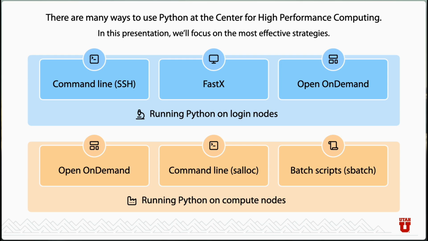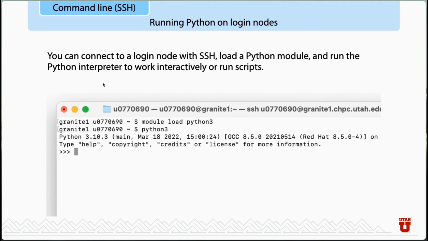In the previous video, I briefly mentioned the difference between login nodes and compute nodes on an HPC cluster, and I had this slide here to show that there are different recommended strategies for running Python if you're running on a login node or on a compute node. So I'm going to focus on three strategies for each. This is not an exhaustive list, but it's what I personally would consider using. I'm going to start by looking at login nodes and the command line or SSH.